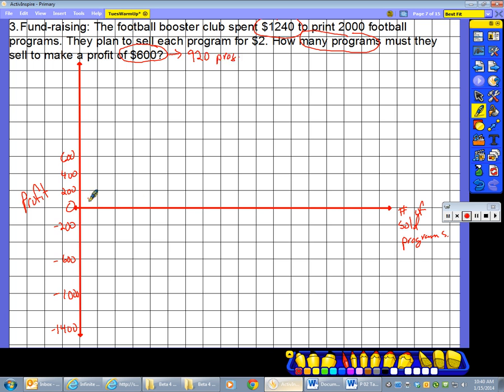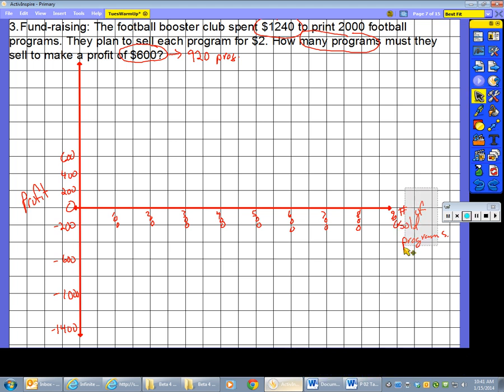So I need to go at least to 920. 920 is kind of a weird number, so I'm going to go all the way up to 1,000. Now you can count by whatever you want, but in this case, I'm going to count by hundreds. So this is 100, and then skip a line, that would be 200, and then skip a line, that would be 300, 400, and then 500, 600, 700, 800. This right here would be 900. It looks like I'm going to have to move some of this over.